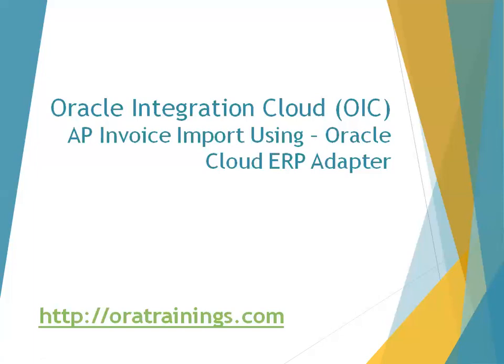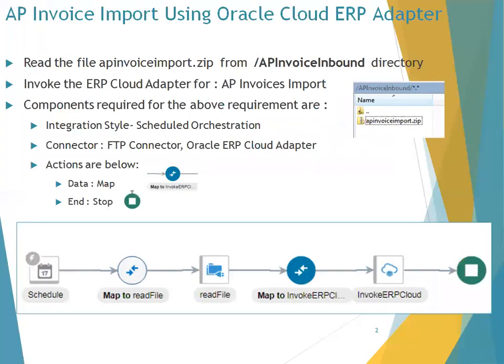So let's see what are the components required for this one. Very simple one. I'm trying to read a file from my FTP location, /AP invoice inbound. So AP invoice inbound is my FTP location in which I have my zip file. This zip file generally will get generated using FBDI. In any FBDI, once you enter the data, you have an option called generate CSV, which generates a zip file with a list of CSV files inside it. That's the technology which Oracle has been following for all the FBDIs mostly.